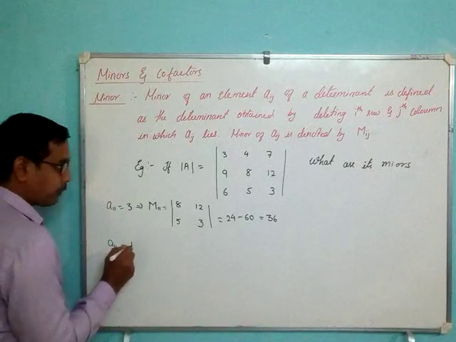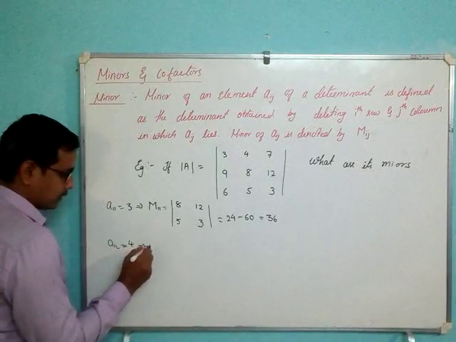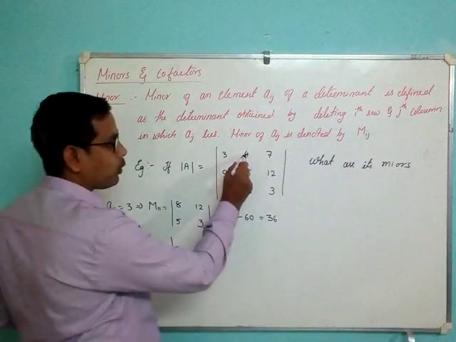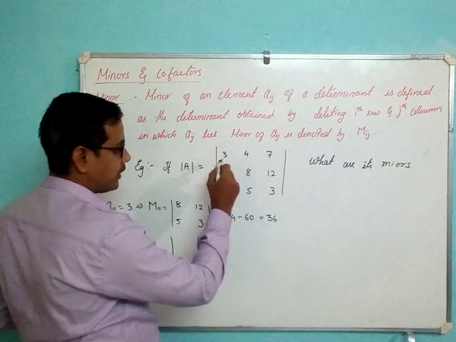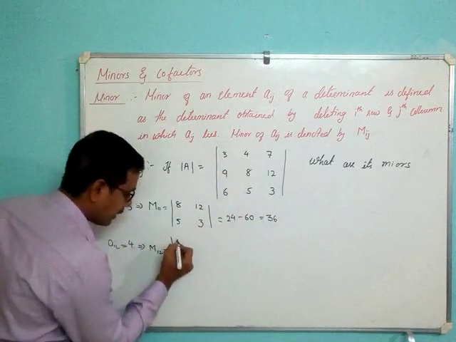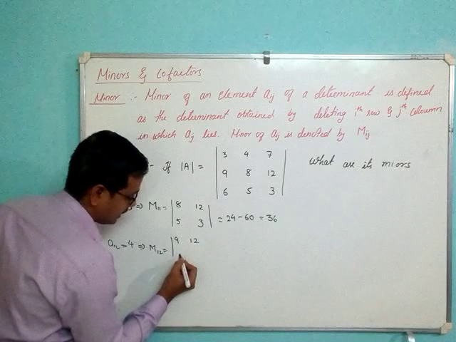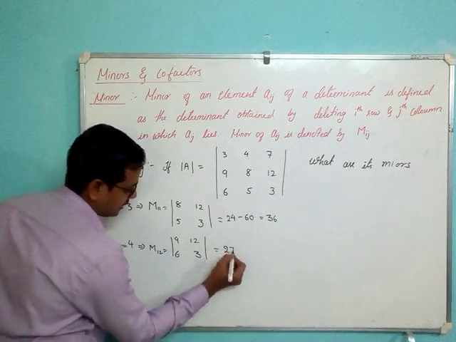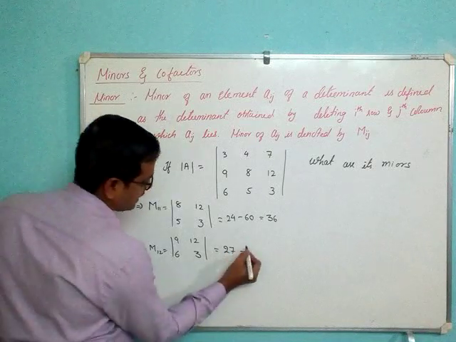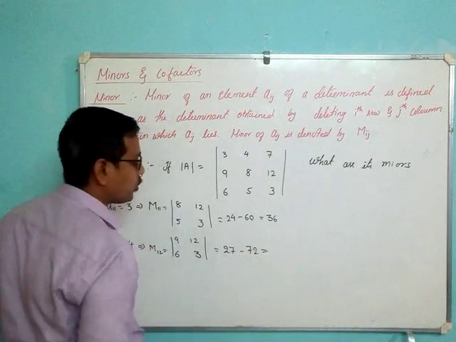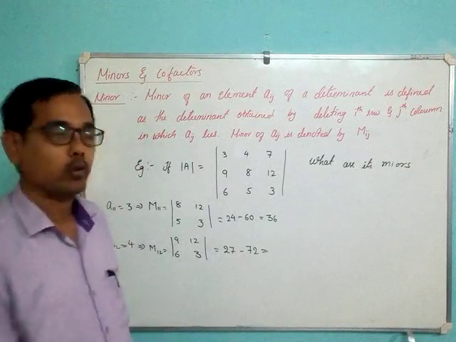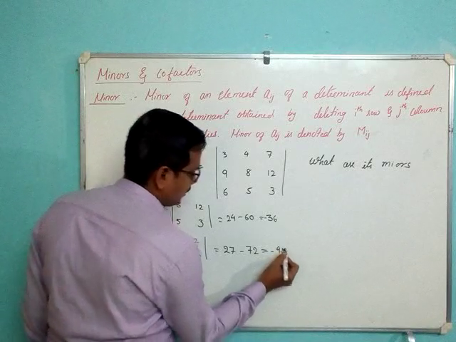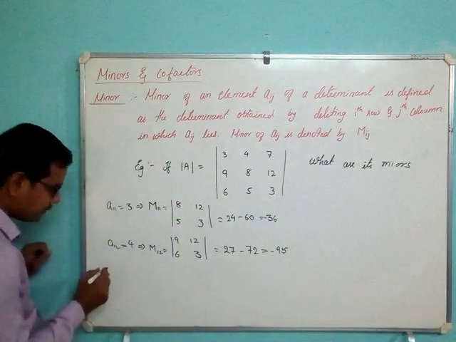A12 is equal to 4. What will be M12? Where is 4? 4 is in the first row and second column. Neglect that one. Neglect the first row and second column. So what will be left? 9, 12, 6, 3. So this is 9 into 3 is 27 minus 6 into 12 is 72. So what is 27 minus 72? So here also minus 45, right?